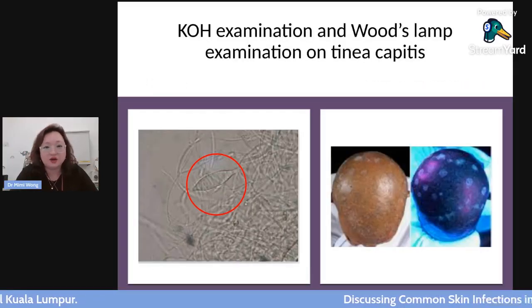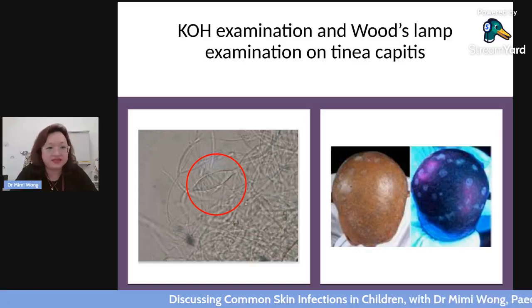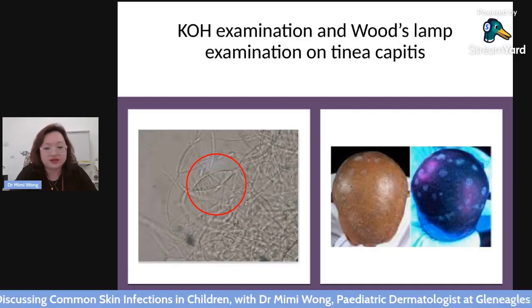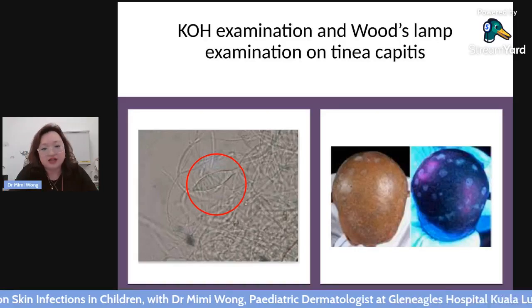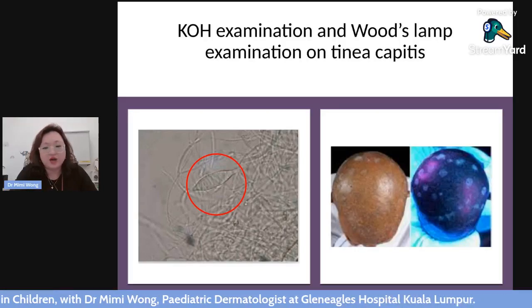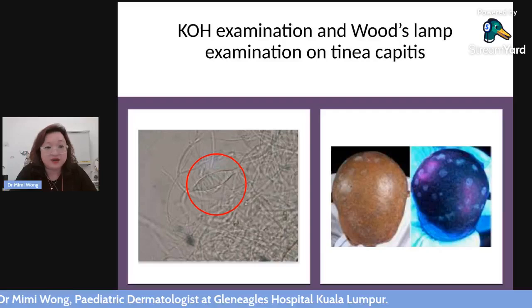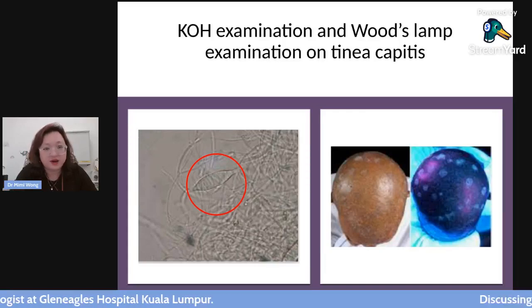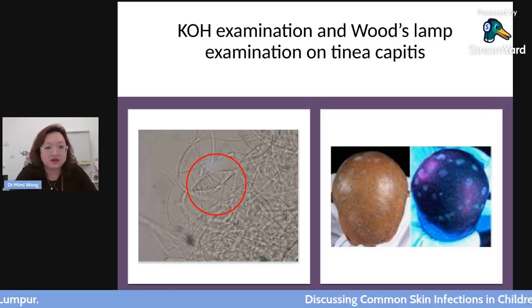So this is what we talk about, wood lamp and also KOH examination, how we actually confirm the presence of fungus. The first on the left, the one with the red circle, is where we managed to detect this Microsporum canis from the skin scraping. After we scrape the skin, we put on this KOH, potassium hydroxide. We dissolve the skin cells and look under the microscope, and we can actually detect this fungus.